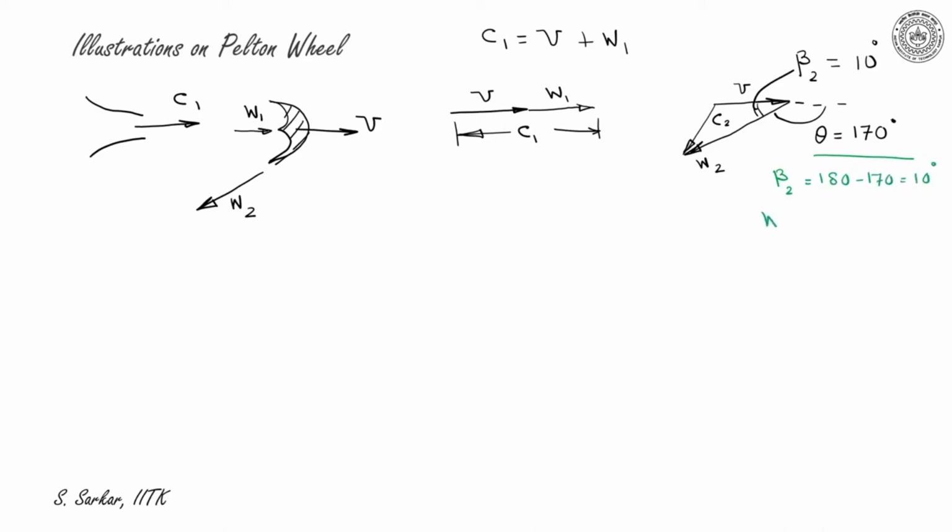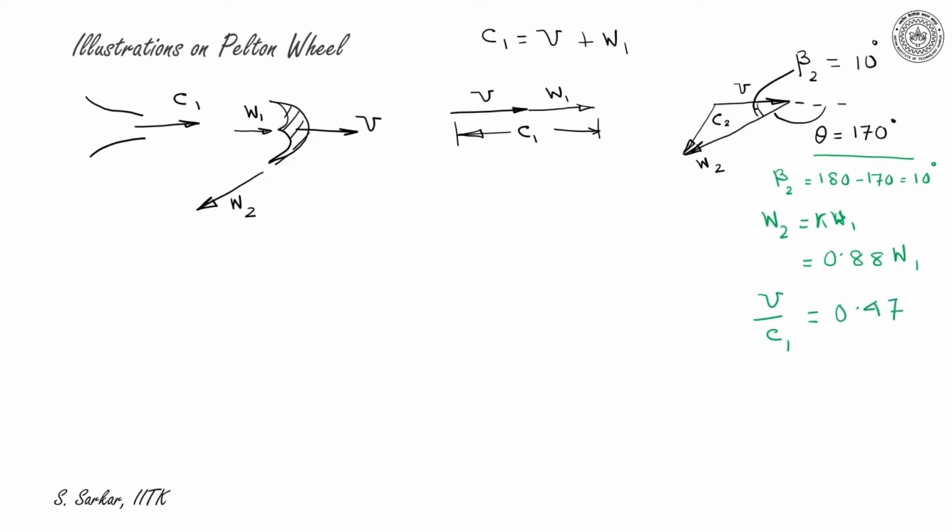W2 would be equal to K into W1. K is the friction coefficient for the bucket. It is given as 0.88 into W1. Furthermore, U by C1 is stated as 0.47.